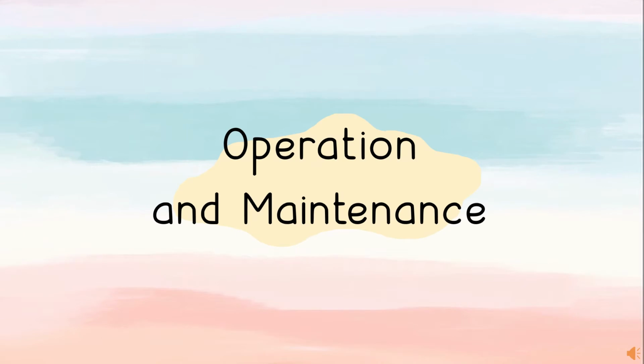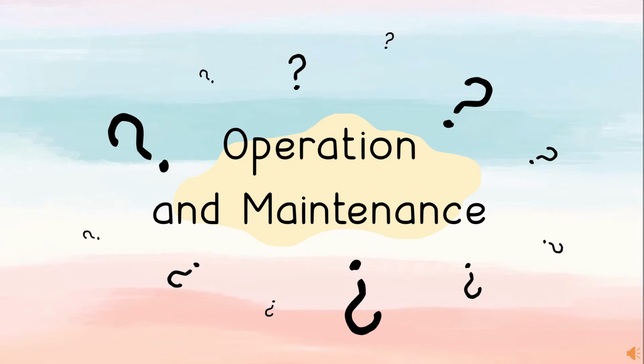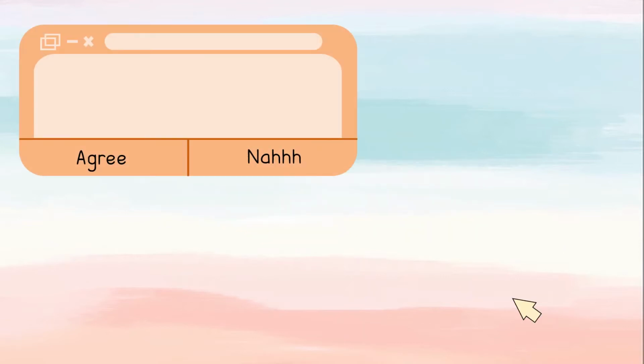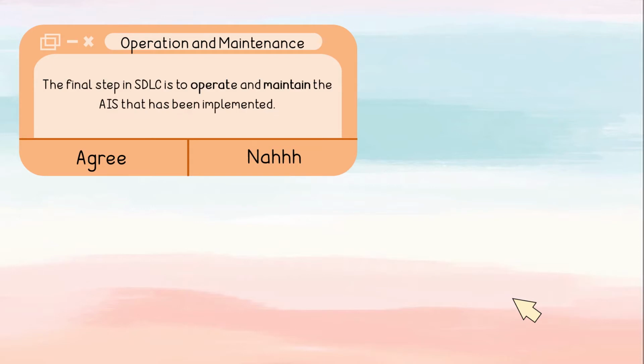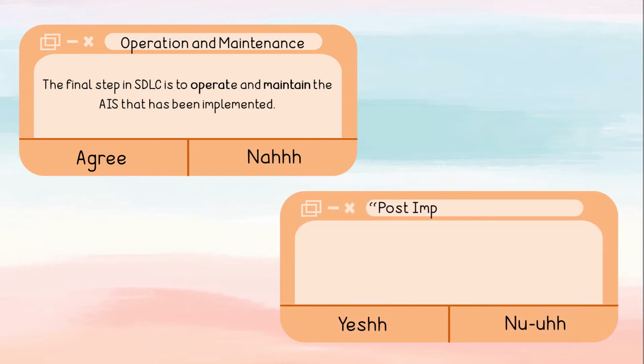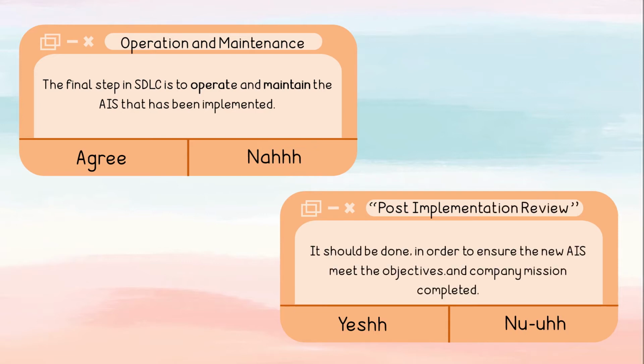What is operation and maintenance? Let's jump into the brief explanation of operation and maintenance in the system development life cycle. The final step in SDLC is to operate and maintain the ICE that has been implemented. Post-implementation review should be done to ensure the new ICE meets its objectives and the company's missions.